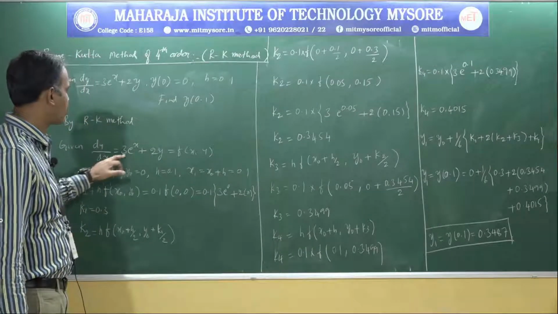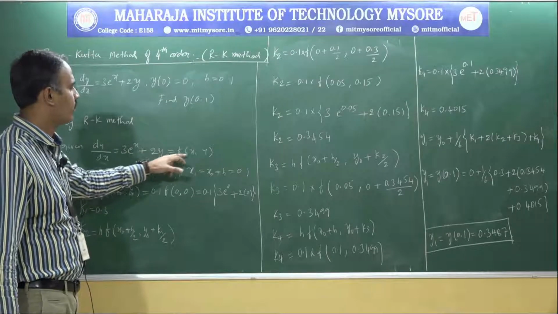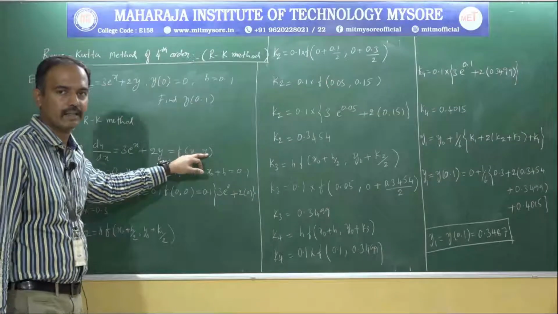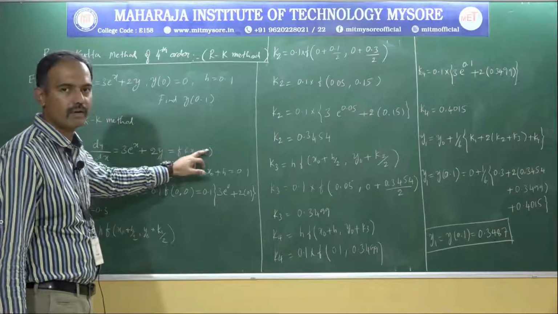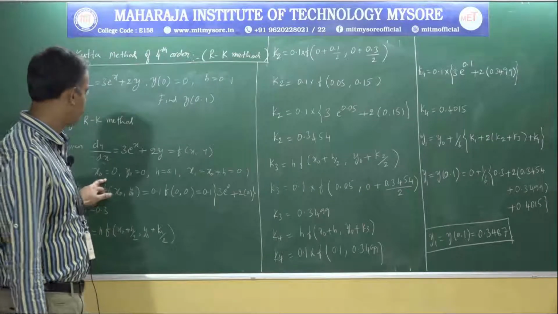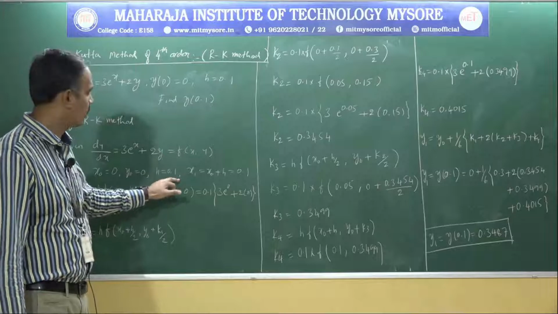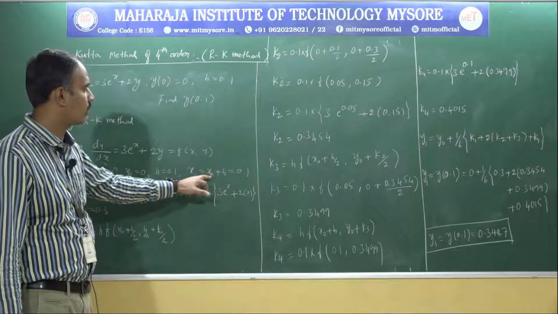Given dy by dx is 3 e power x plus 2y, which is equal to f of x comma y. Now we can assign the function f of x comma y here. Here x naught is 0, given data y naught is 0, h value is 0.1. Now x1 is equal to x naught plus h.